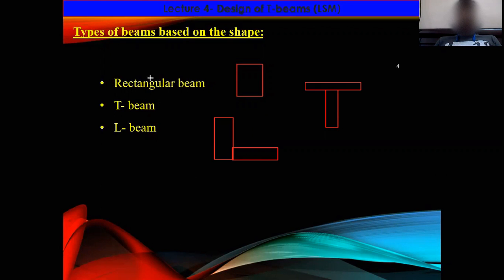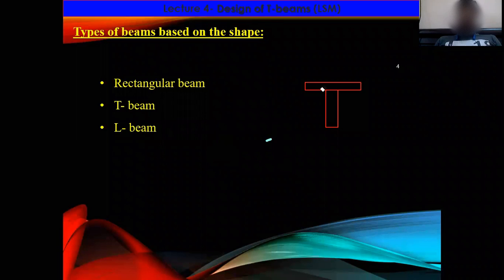We have already discussed the rectangular beam. That is already completed. So these two we will discuss in this design. It is a little bit different from the rectangular beam, because here the width of the beam is not constant. That is the only difference, right? So we'll see how to design this type of beams.